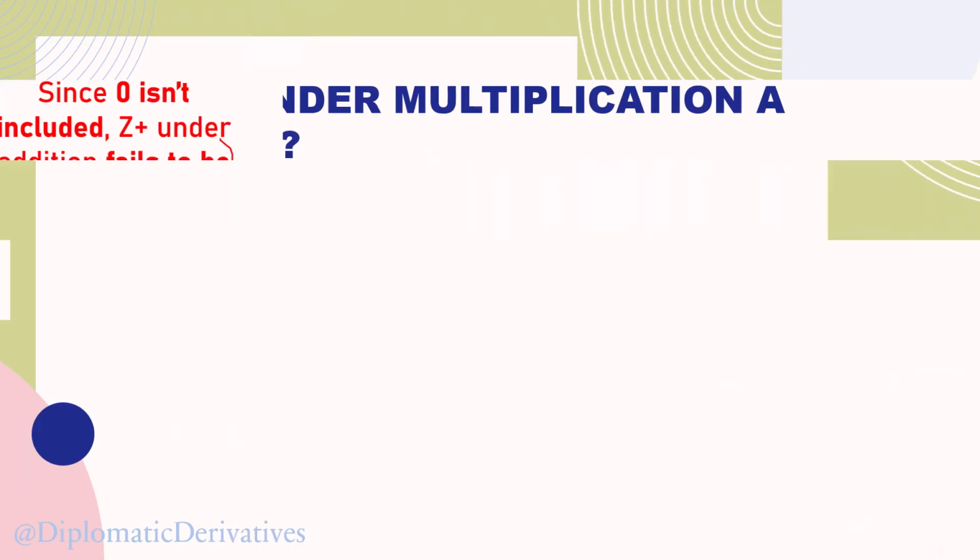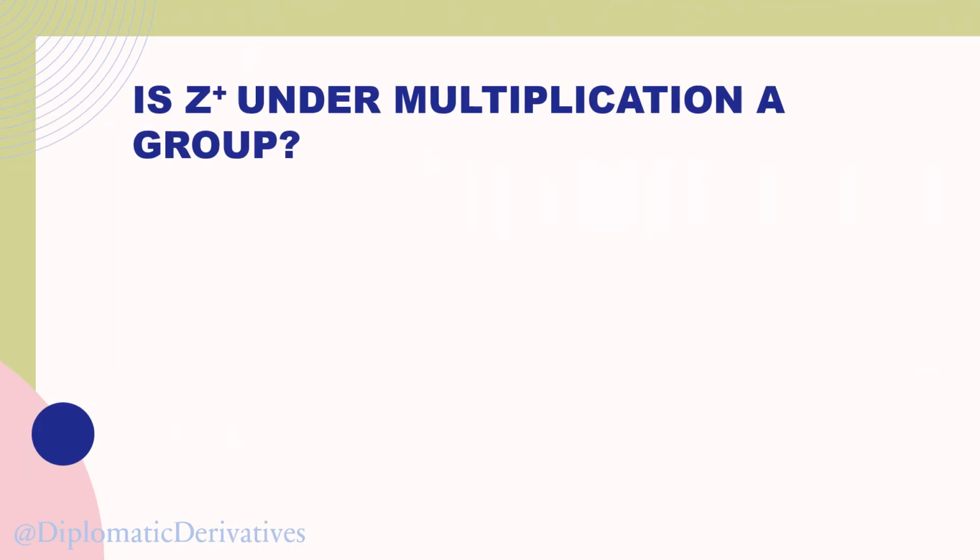Okay, now what we're going to do is change the operation from addition. We are going towards multiplication. So we have the same set Z+, which is 1, 2, 3, 4, and so on, and we change the operation from addition to multiplication. First axiom under multiplication: it has to be closed. It's closed under multiplication. 2 into 3 is equal to 6.